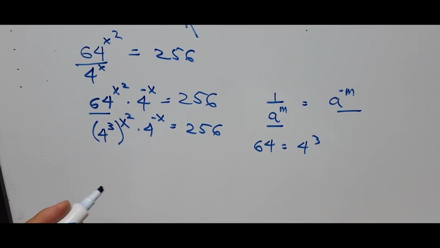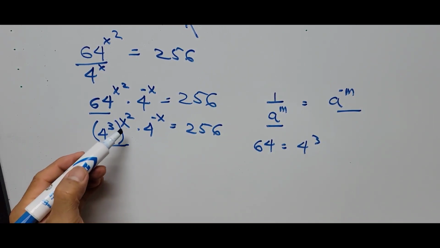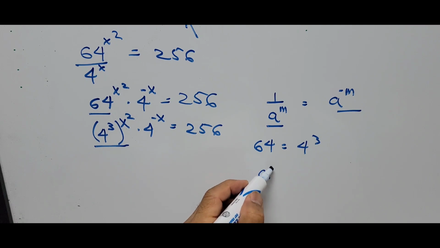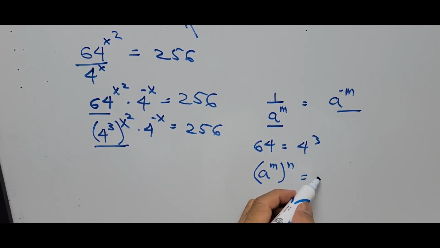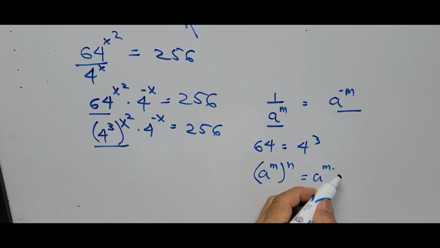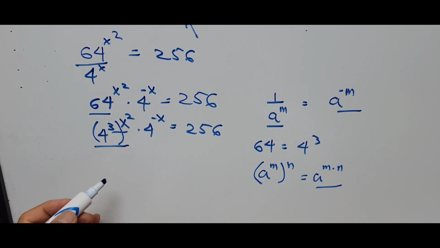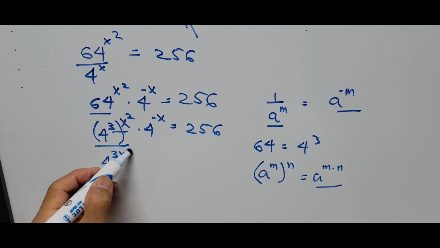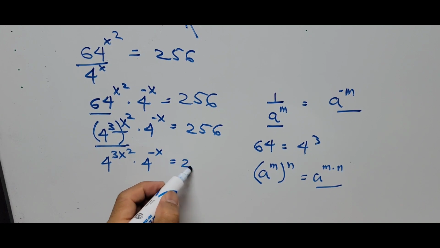From here, on the left side of the equation, we have 4 raised to the third power raised to x squared. We're using another power rule: a raised to m, raised to n, is equal to a raised to m multiplied by n. So we're multiplying the exponents. That becomes 4 raised to 3x squared times 4 raised to the negative x equals 256.